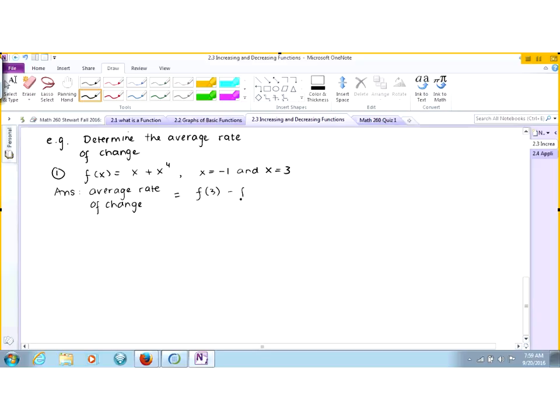Well, the average rate of change is equal to what? So this is f of 3 minus f of -1 divided by what? 3 minus -1. Yes, good.